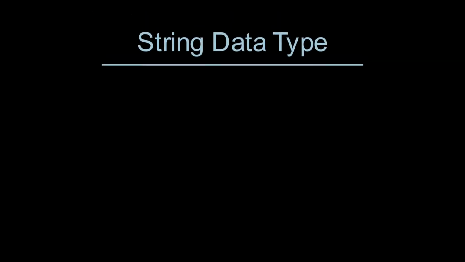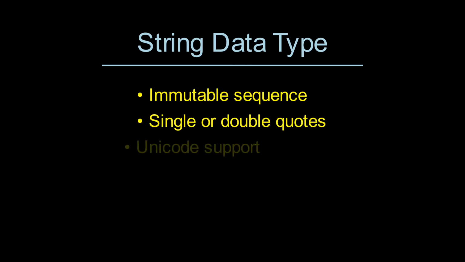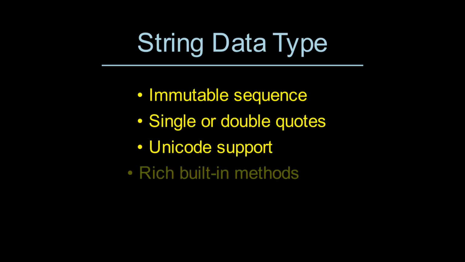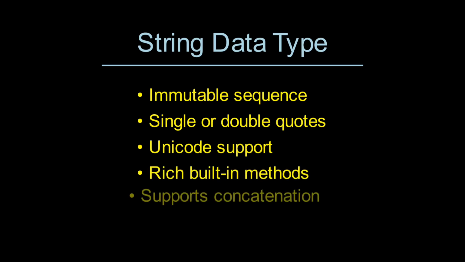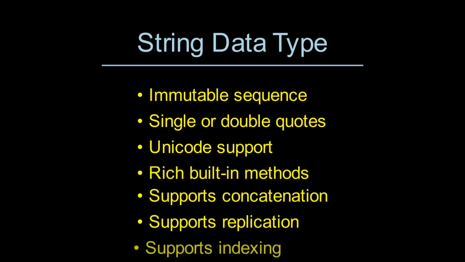Now let's explore Python's string data type, which handles text and character data. Strings have several important characteristics. They are immutable, meaning once created, they cannot be changed. You can create them using either single or double quotes. They fully support Unicode characters. They come with numerous built-in methods, and they support operations like concatenation, replication, indexing, and slicing.